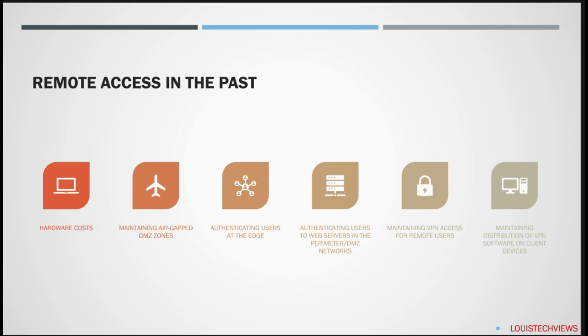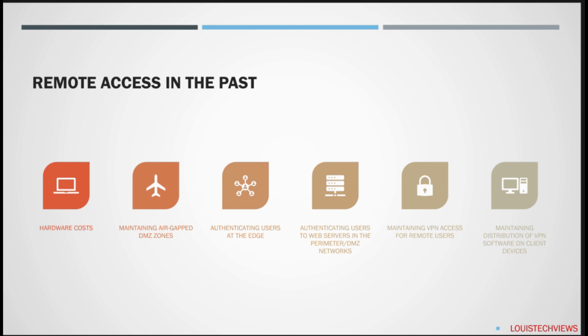When you think about remote access in the past, you had all these caveats. You had additional hardware costs. You may have had to maintain an air-gapped demilitarized zone, an area between your on-premise network and your external-facing network, where you would put the servers that need to have external access. You also had to authenticate users at the edge, authenticating users to web servers that live in that perimeter or DMZ network.